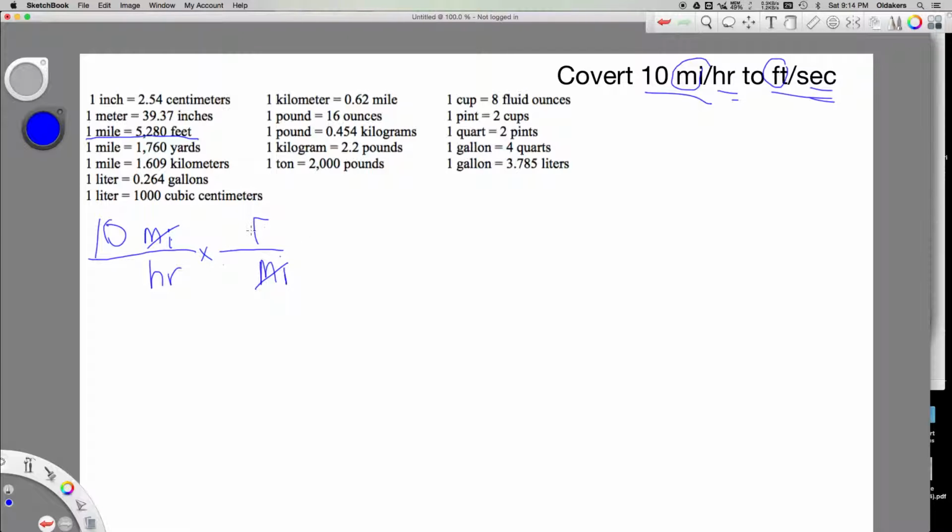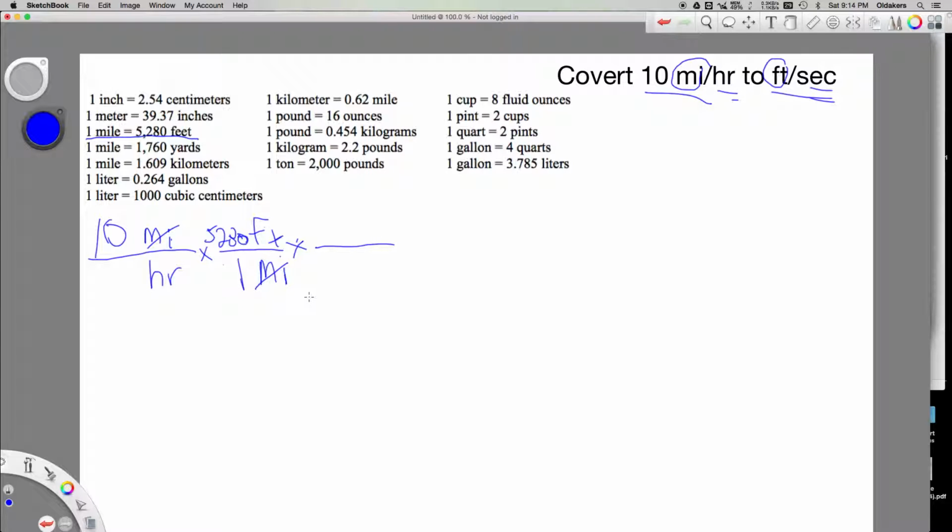So miles will go out. You have feet on the top, and again, 5,280 feet is equal to 1 mile. Now, we've already converted our first unit because we need to go from miles to feet. Now let's look at our second one. We need to do time. We need to do hours down to seconds.